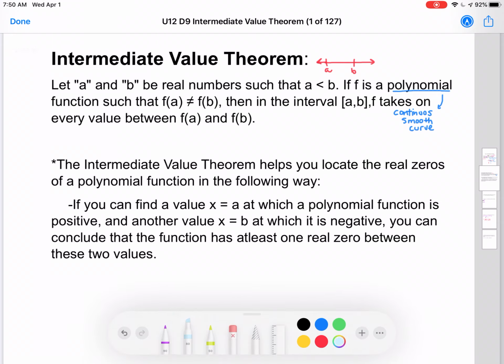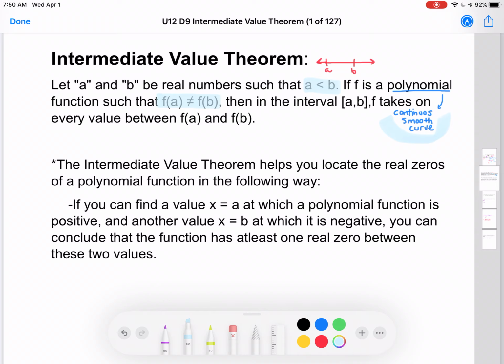Let me grab a little highlighter. Okay, so it says intermediate value theorem, let a and b be real numbers such that a is less than b. So I drew a little number line there so you can see a is less than b. And it says if f is a polynomial function, remember a polynomial function is a continuous smooth curve, such that f of a does not equal f of b. So that means the y value for a does not equal the y value for b. If those y values were equal, then I would have a horizontal line, and therefore it wouldn't cross over.